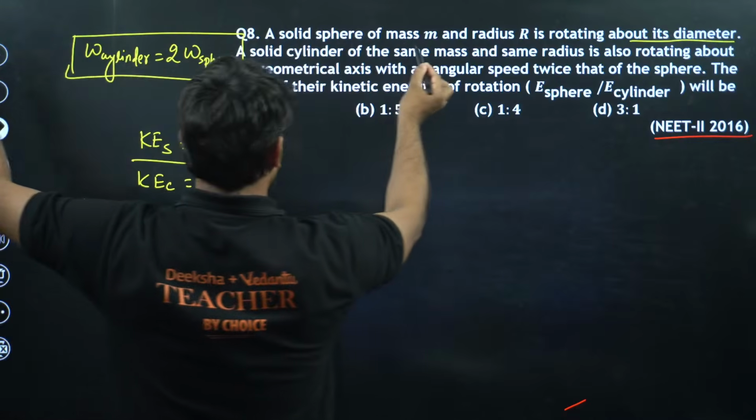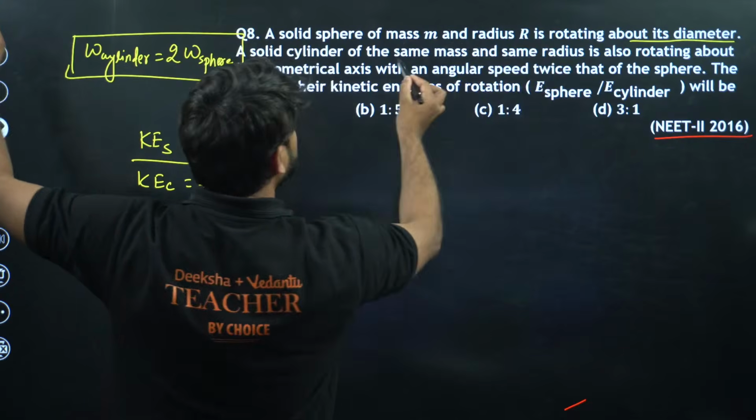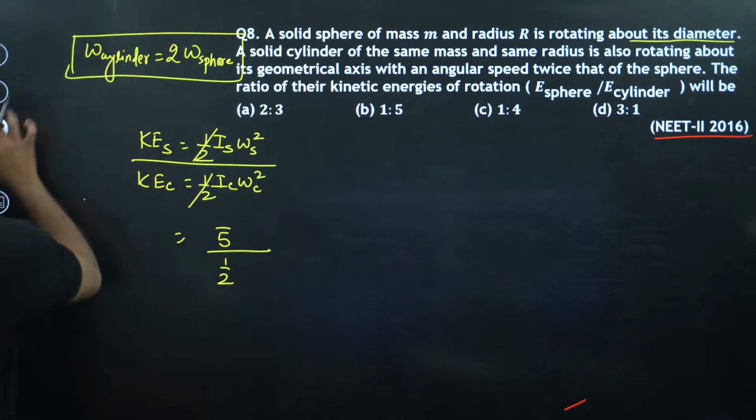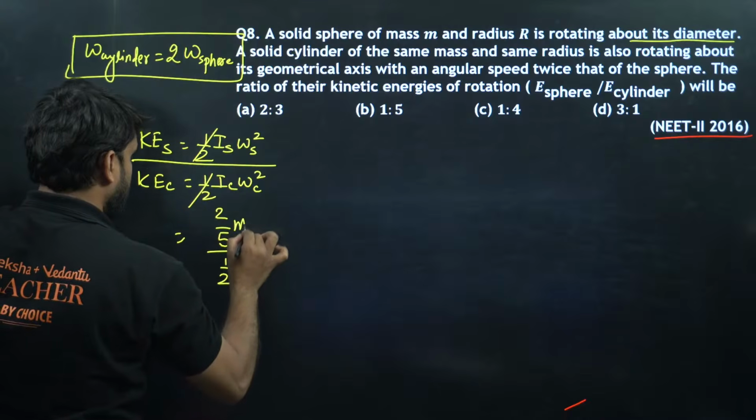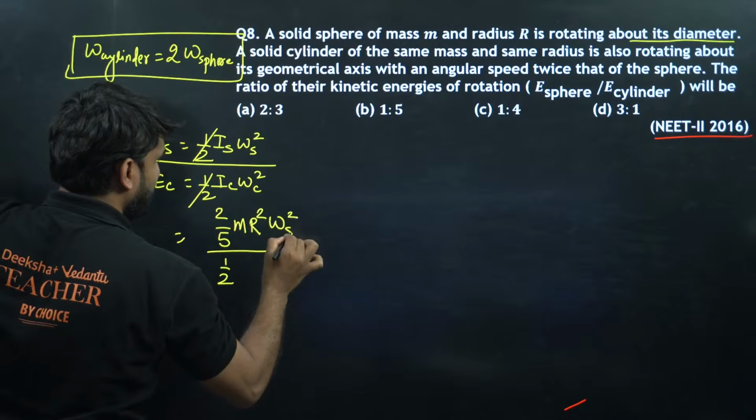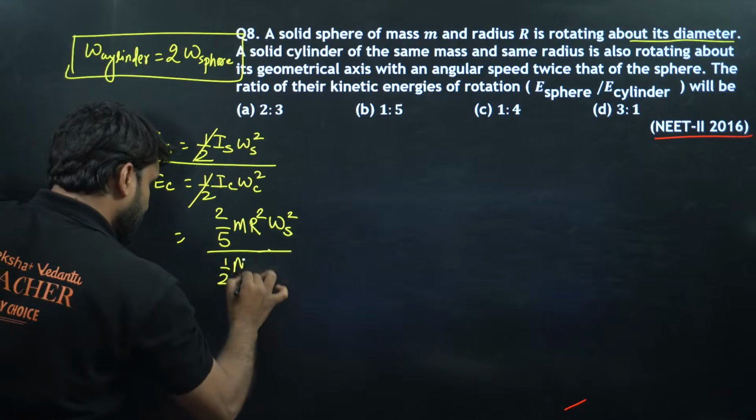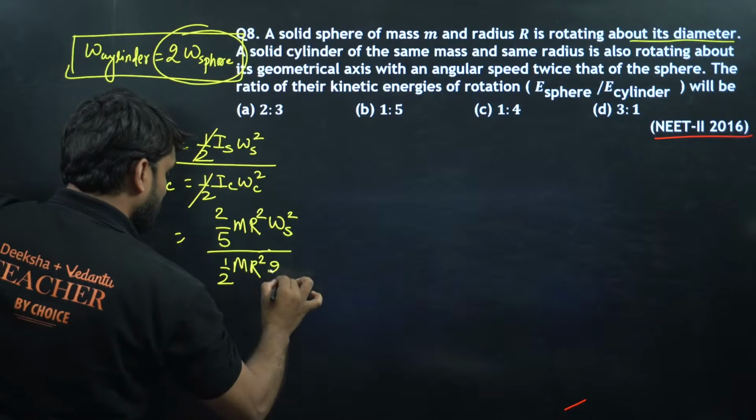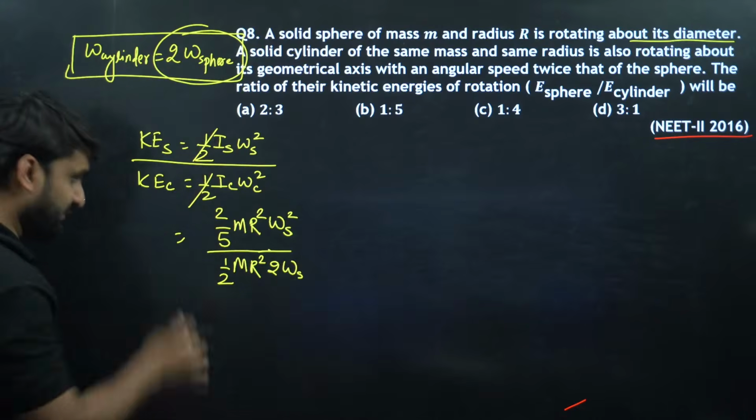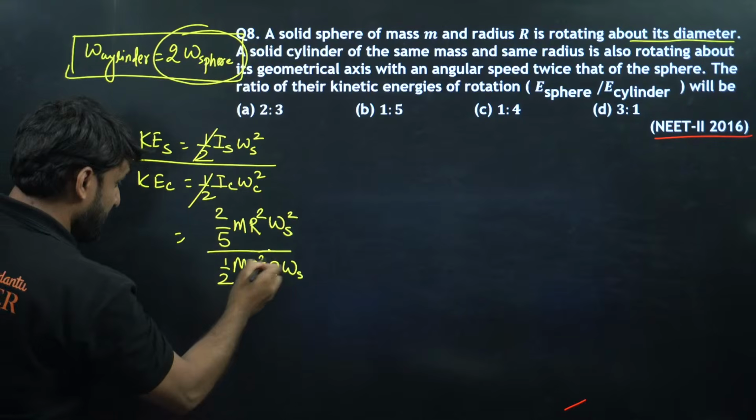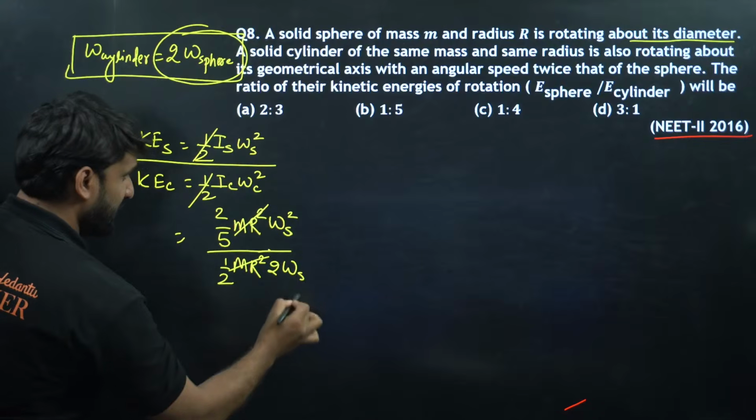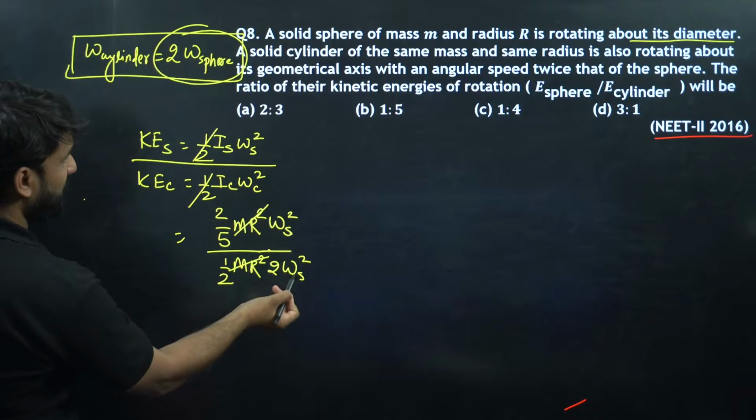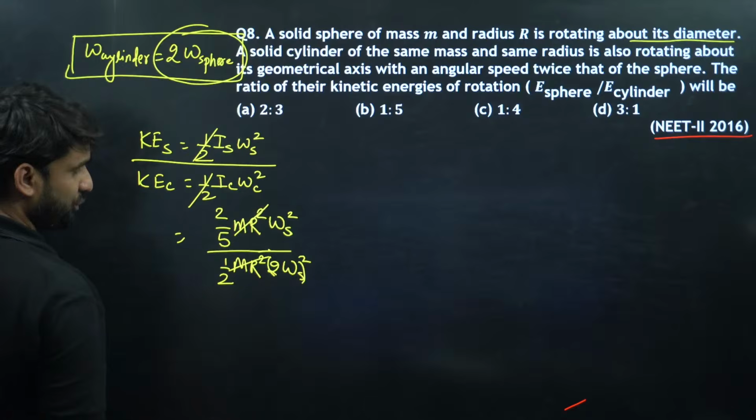See, the solid sphere of mass m and radius r, same mass and same radius r. So here this is 2 by 5 m r square and omega of sphere square, divided by 1 by 5 m r square and omega of cylinder, and omega of cylinder is 2 into omega of the sphere. So can we please cancel here? m r square will be cancelled by m r square, and this is omega s square. So this is equal to 2 omega s whole square. So 2 to the 4 will be there.